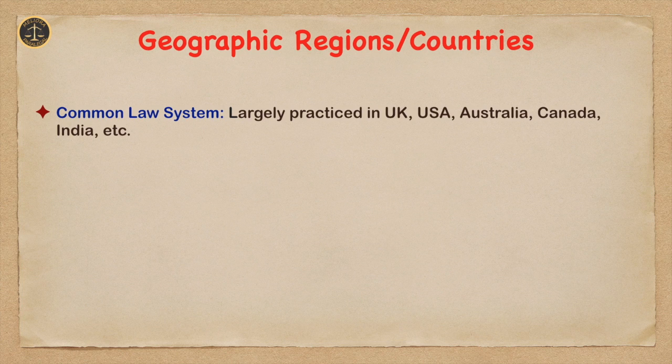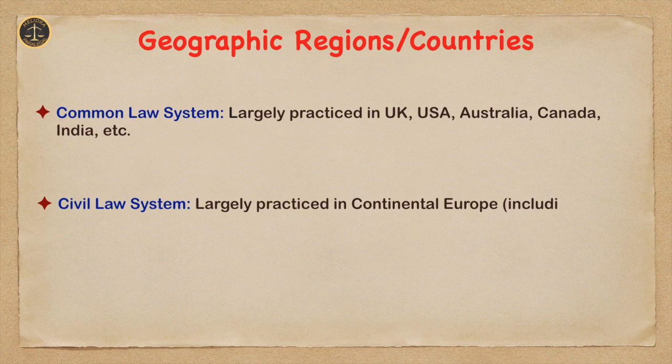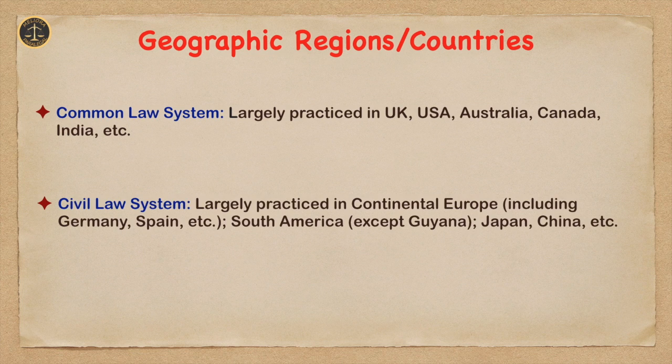Next, that is geographic regions, countries. Common law system is largely practiced in UK, USA, Australia, Canada, India, etc. Whereas civil law system is largely practiced in continental Europe, including Germany, Spain, South America except Guyana, Japan, China, etc. This is all about the major differences between common law system and civil law system.